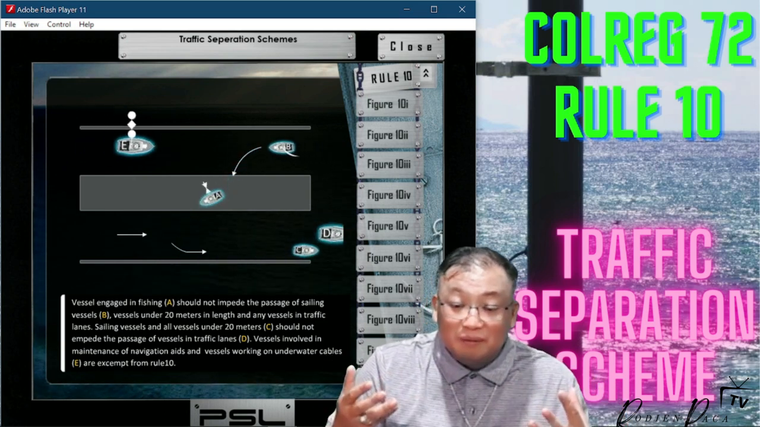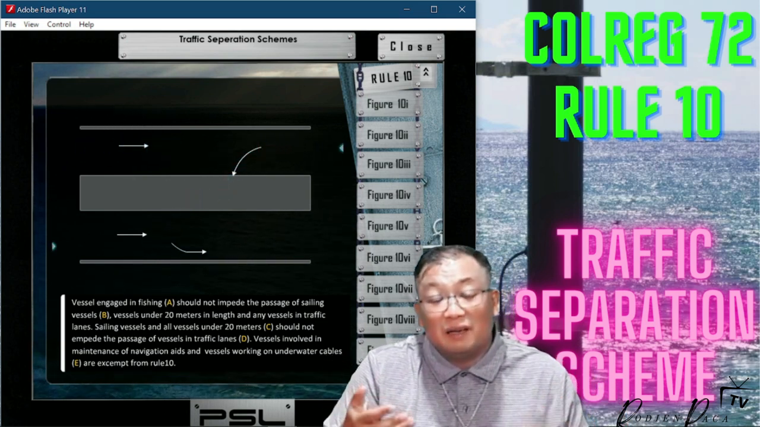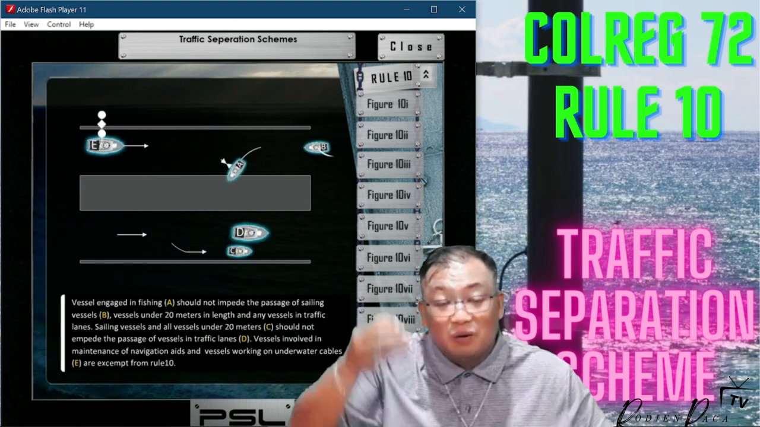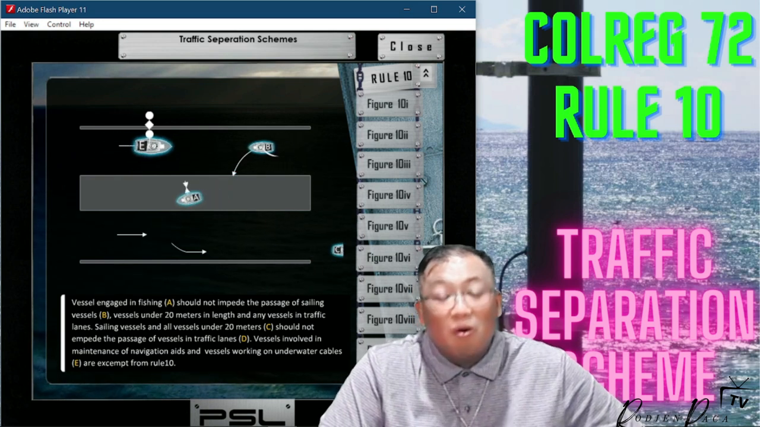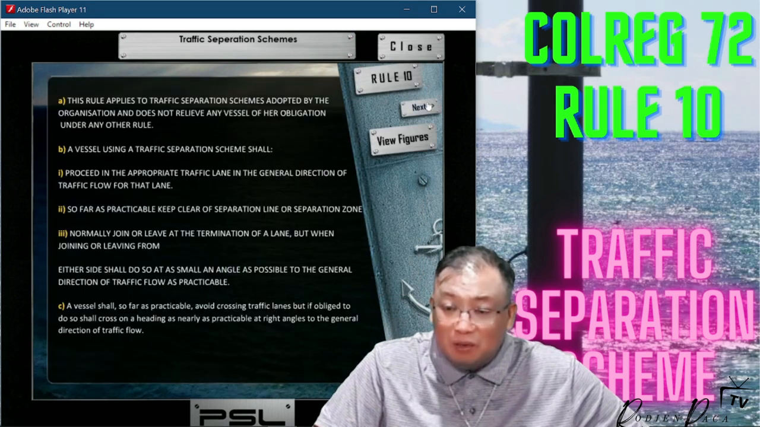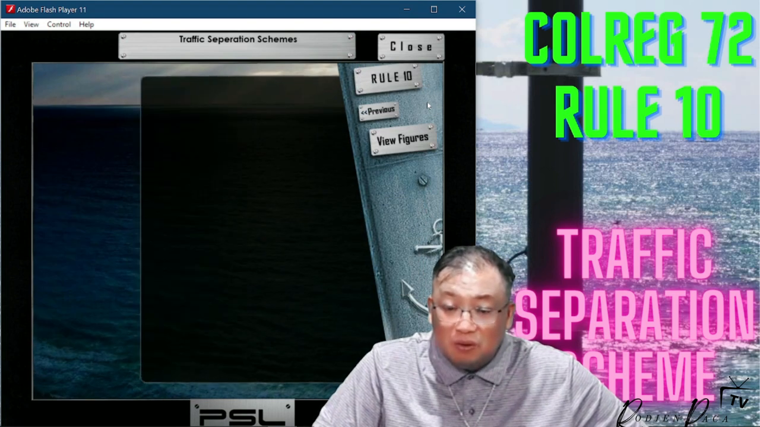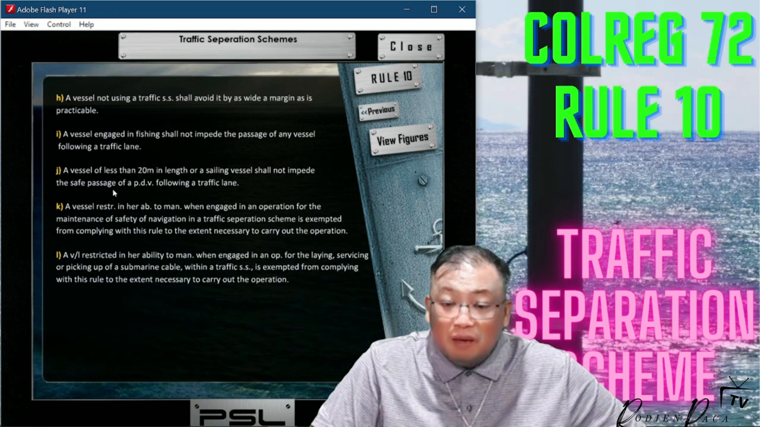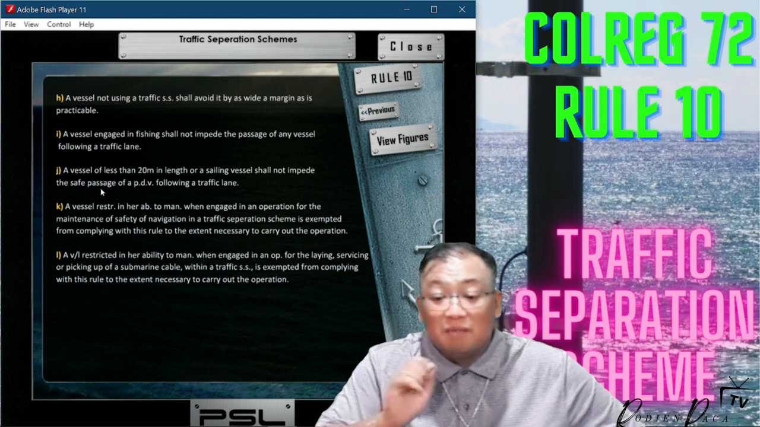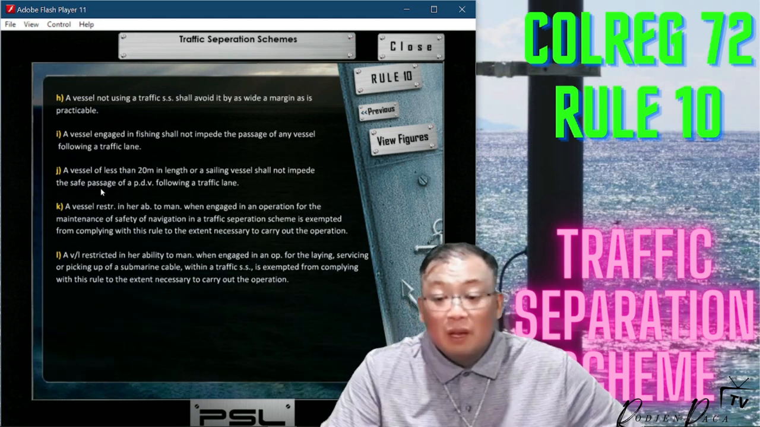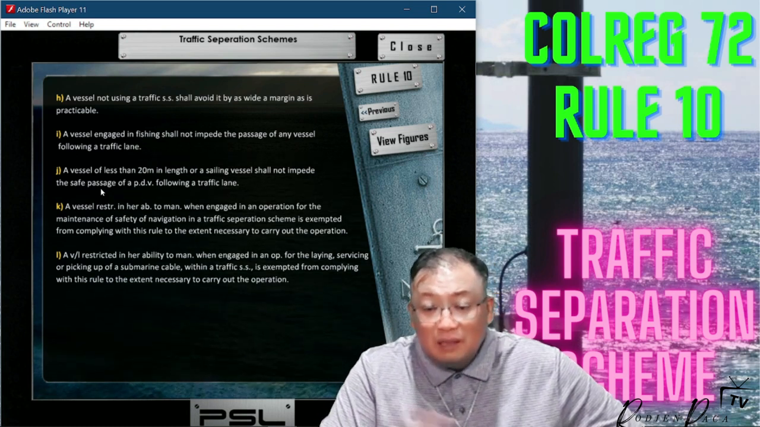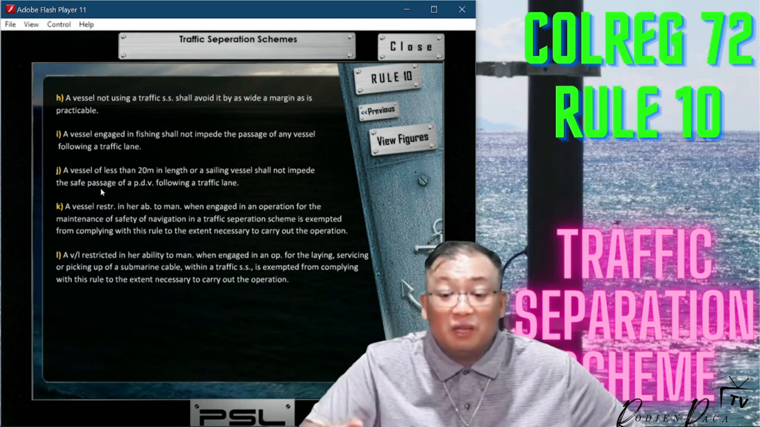They are in Rule 10: the vessel engaged in maintenance. The vessel engaged in maintenance is the one with a ball, a diamond and a ball. Let's properly read the rules about it. A vessel of less than 20 meters in length or a sailing vessel shall not impede the passage of a traffic lane. Meaning, you're not allowed to impede. I show it in the animation.